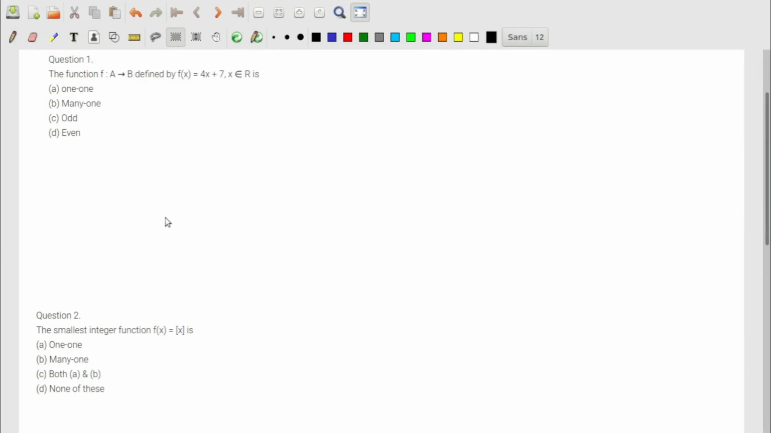So the first question here: the function f from A to B is defined by f of x is equal to 4x plus 7, where x belongs to R. We need to check whether this function is one one, many one, odd or even. We all know what one one and many one are, let me just give an example.